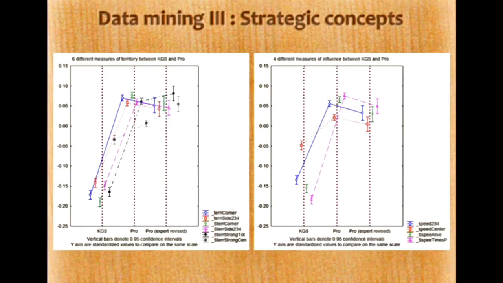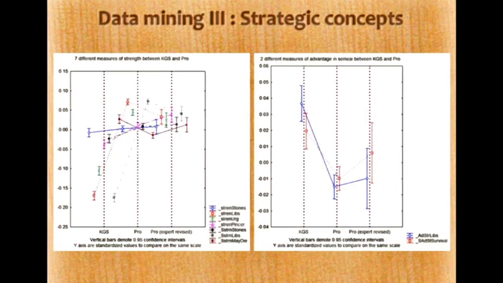In both pictures we can see that, measured using 6 different mathematical definitions of territory, by the way, none of which is the current beta function used now, and 4 ways of measuring influence. Also, as expected, pros make stronger shape than amateurs, although not all the 7 ways to measure strength work equally well. And simultaneously, they fight by a smaller margin, i.e. more accurately. This definition is still used in the current version.